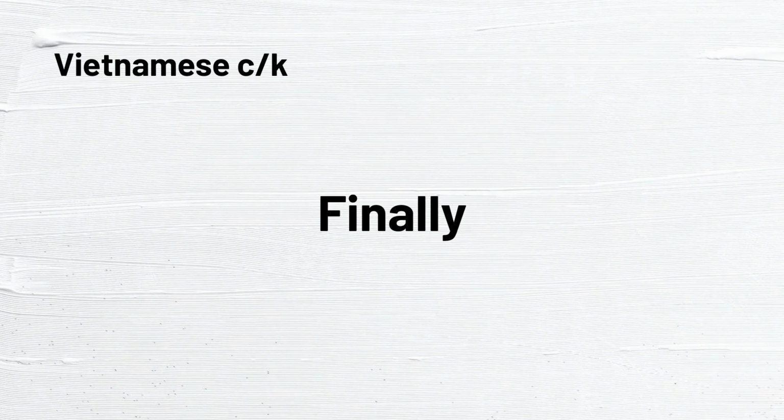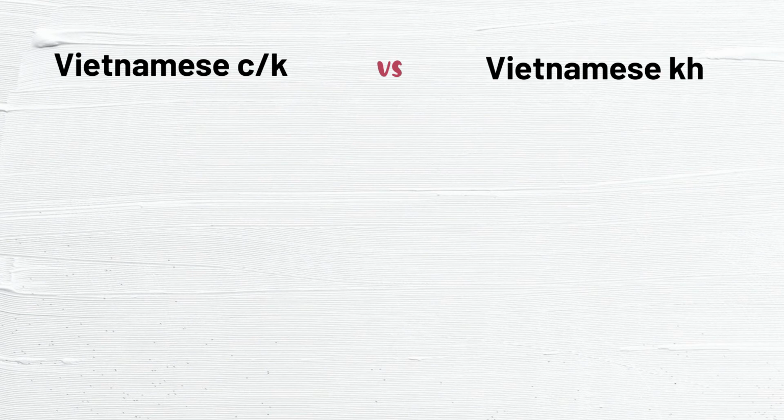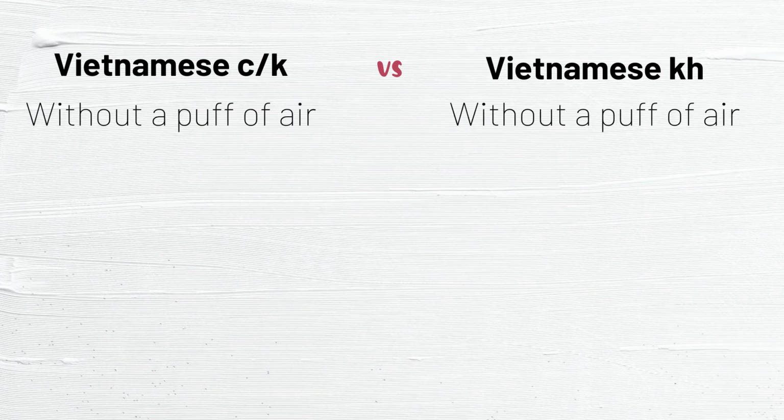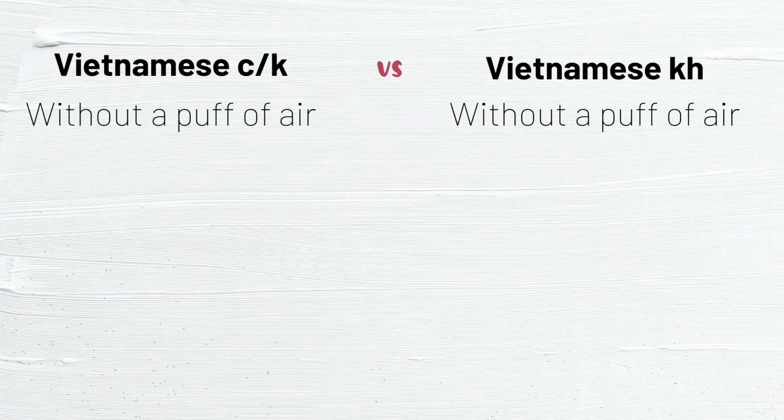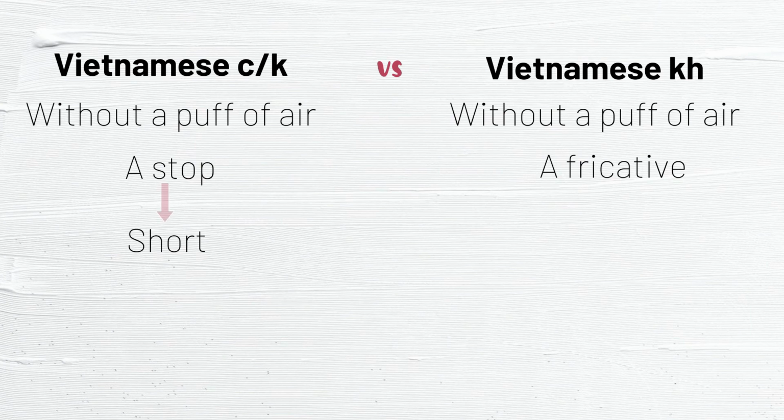Finally, we're gonna compare the Vietnamese C/K with the Vietnamese KH. First of all, both of these sounds do not come with a puff of air. The difference between them is that the C/K is a stop, while the KH sound is a fricative. Therefore, the C/K sound is short, while the KH sound lasts longer. Let's compare them through some examples. You can repeat after me to practice.